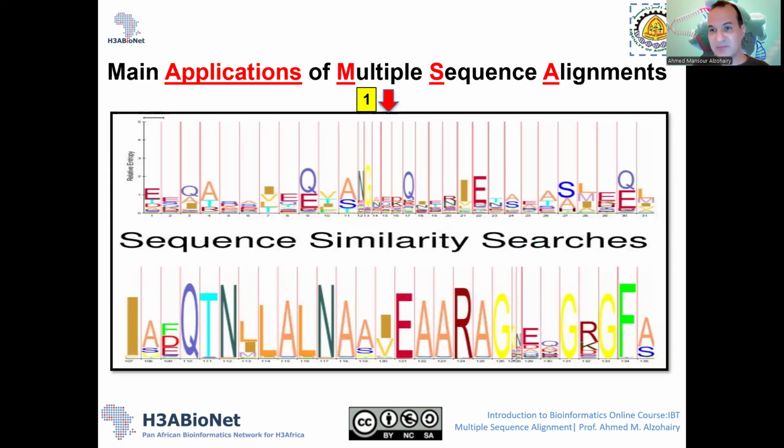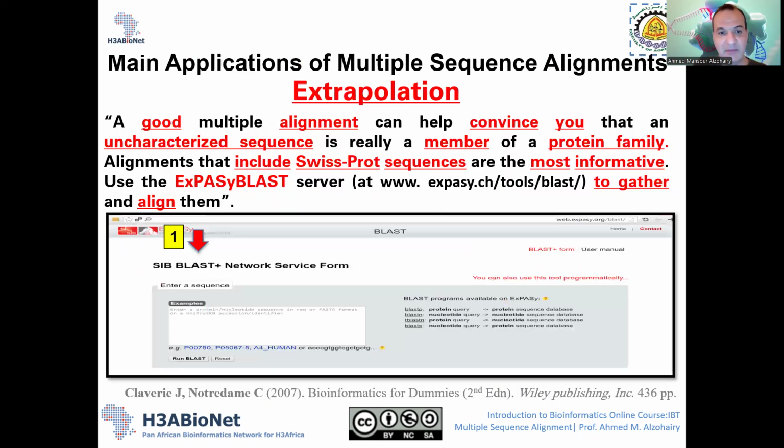Now, there are many applications. We'll talk about them just briefly. The main applications for multiple sequence alignment. Number one is extrapolation. This application means that a good multiple sequence alignment can help to convince you that an uncharacterized sequence is really a member of a protein family.